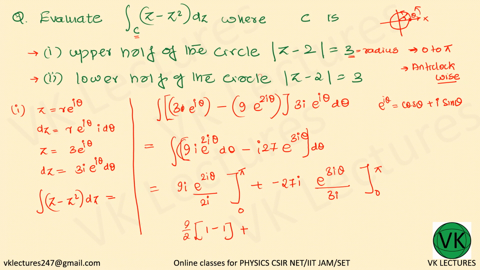27 by 3 is 9, so minus 9 into go to the upper limit e to the power 3i theta, so it becomes cos pi, that is minus 1, again here with 0, so that's again minus 1, so this term goes to 0, and here we have minus 9 into minus 2, that is 18.